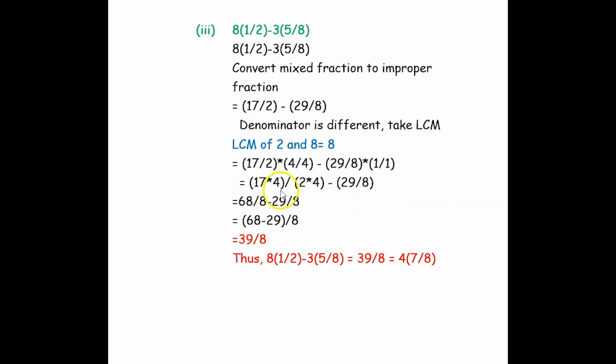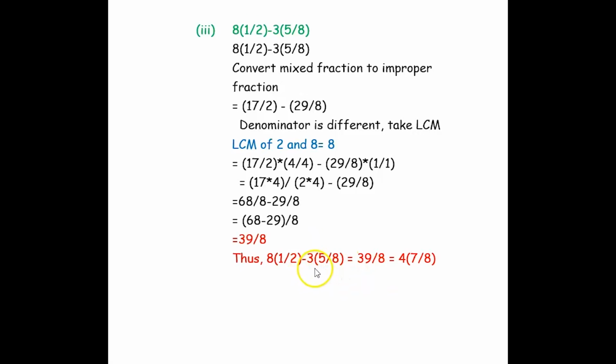Now 17 into 4 is 68 divided by 8 minus 29 divided by 8. So now the denominator 8 is common. We can write it separately and we can subtract the numerators. So 68 minus 29 divided by 8. 68 minus 29 is 39 divided by 8. So thus 8 1/2 minus 3 5/8 is 39 divided by 8.